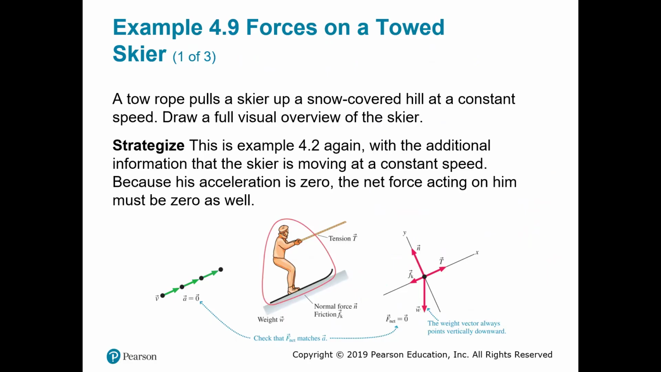And the skier example, same. This is pretty similar to the car example we already talked about, right? So the tow rope pulls a skier up a snow-covered hill at, again, constant speed. So then at the same time you can say, okay, my acceleration is 0, and at the same time my net force is 0 as well, right?